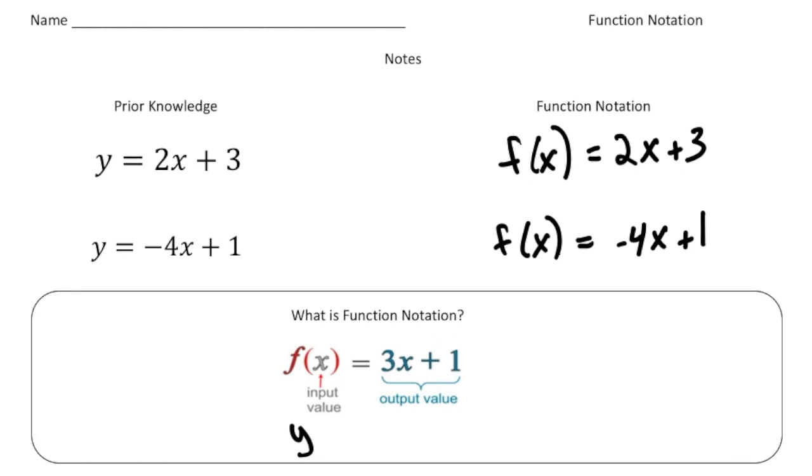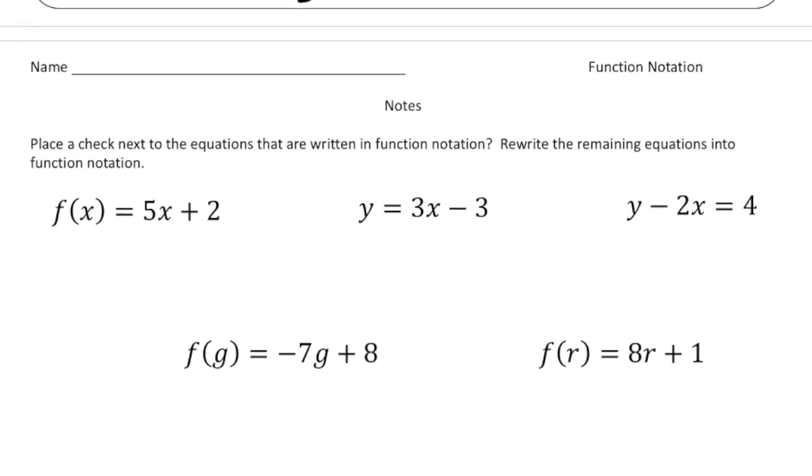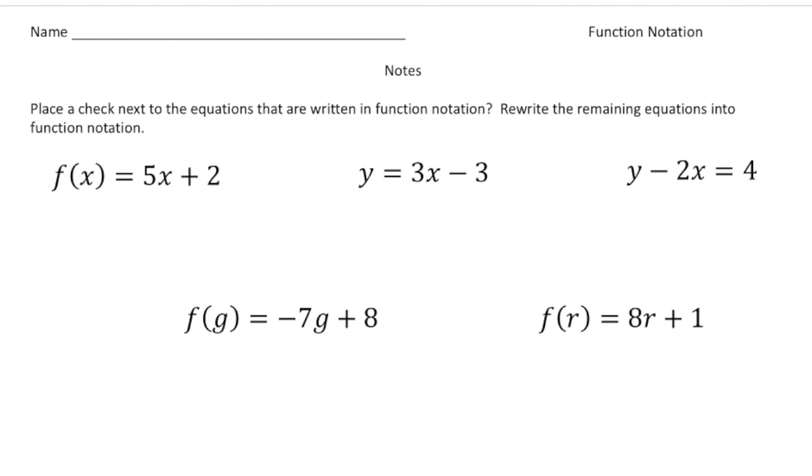So if you turn the page, let's take a look at these. It says place a check next to the equations that are written in function notation. Rewrite the remaining equations into function notation. Here we have f of x equals 5x plus 2. So this one is written in function notation.